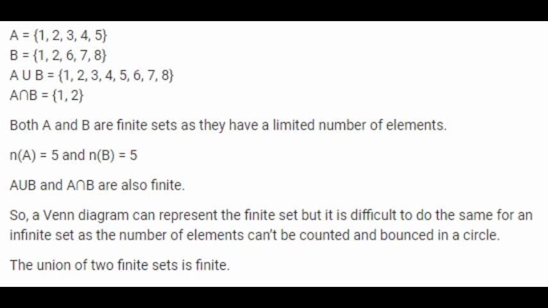So, a Venn diagram can represent a finite set, but it is difficult to do the same for an infinite set, as the number of elements can't be counted and bounded in a circle. The union of two finite sets is finite.